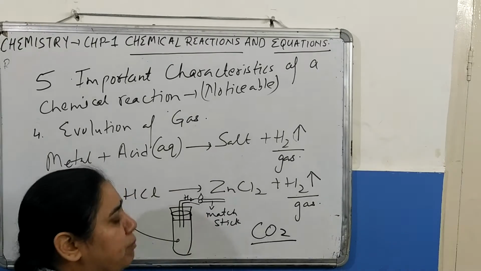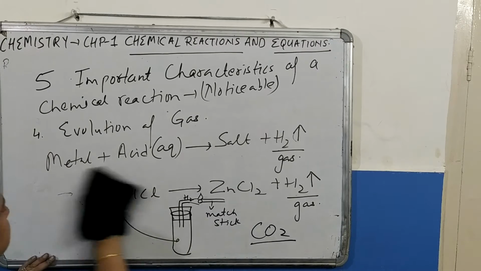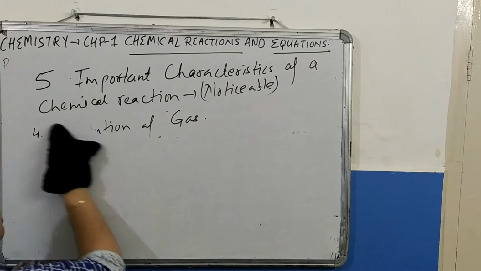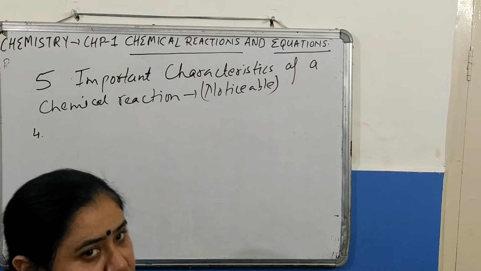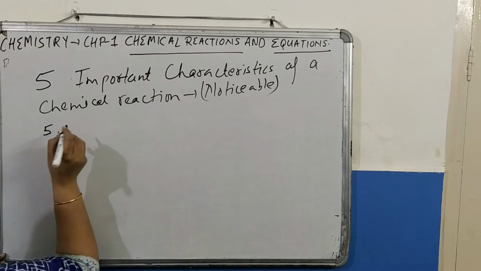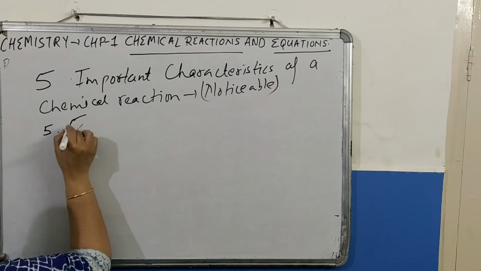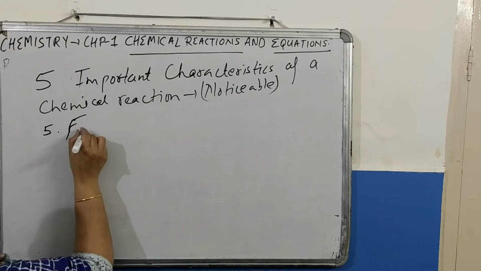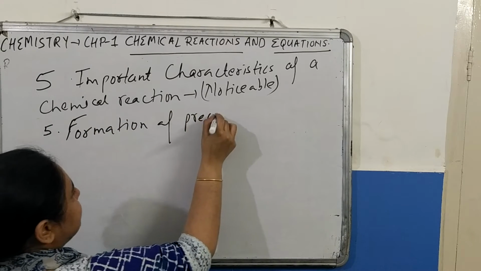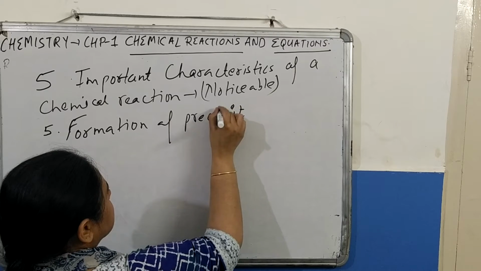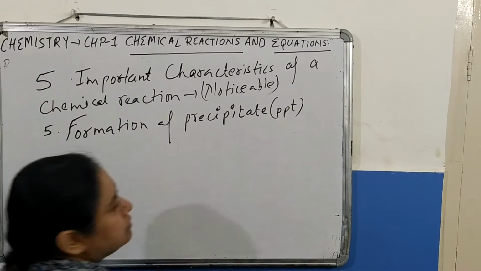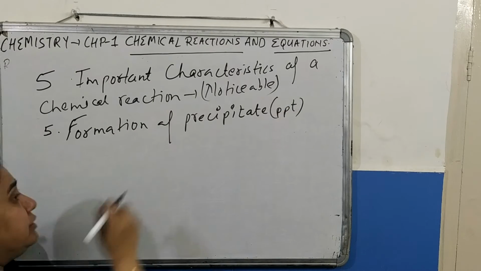So hydrogen, popping sound. Oxygen, it is going to burn much faster. Carbon dioxide is going to make the burning candle extinguish. Now last one, and then we are going to close the lecture. That is, the fifth one is formation of precipitate, right? And what was the short form of this? PPT, right? Formation of precipitate, PPT.